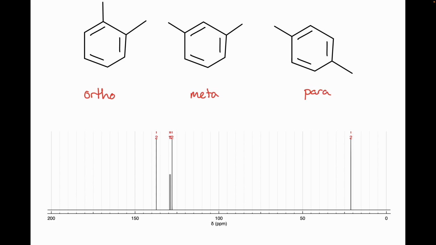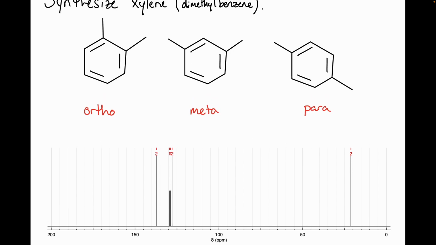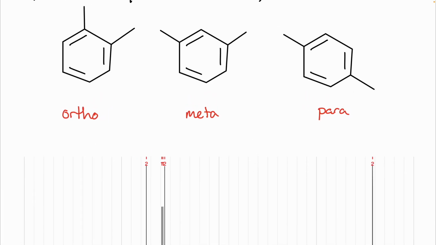For the sake of time, I'm going to start going through this here. For my orthoxylene, do I have any planes of symmetry? Yeah, right down the middle here. So that means that these carbons are going to sit in the same group. These carbons are going to sit in the same group. These would be in the same group. And these would be in the same group.